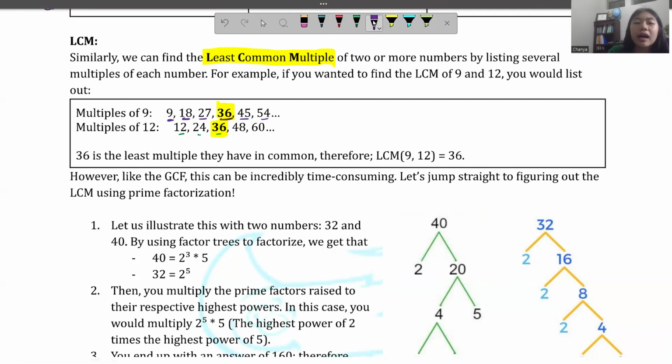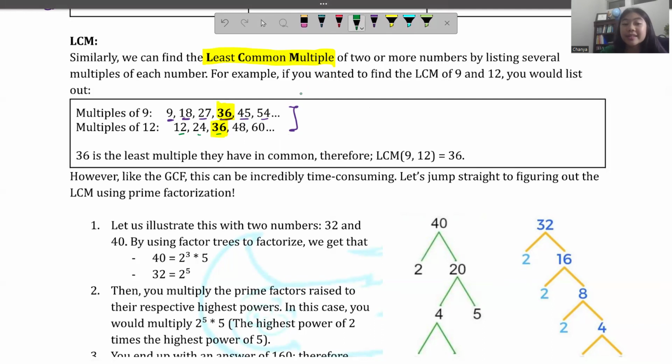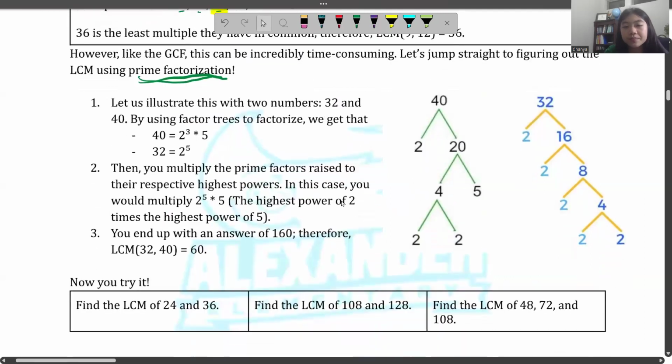However, if you want to find LCM, listing out the multiples is, of course, not the easiest way. So we're going to try to see if there's another way, and it turns out that there is. You can use prime factorization in order to find the LCM, right? Prime factorization. So we're going to illustrate this with two numbers, which are 32 and 40.